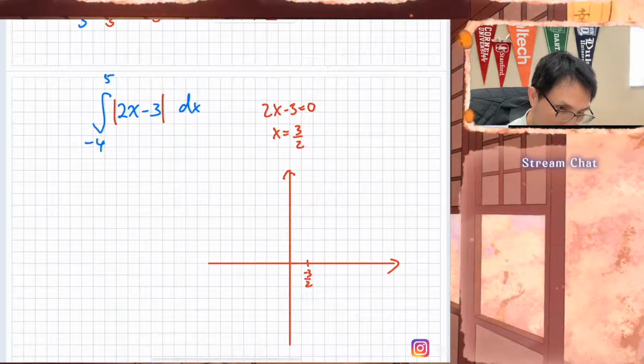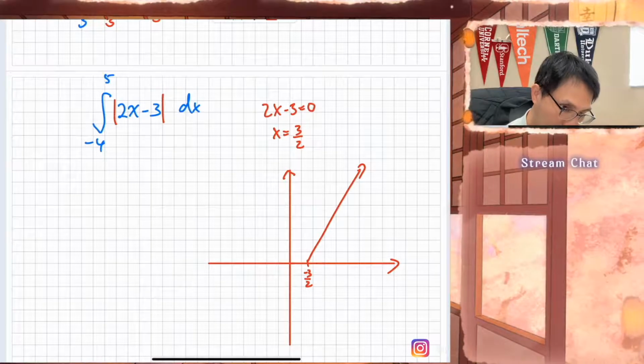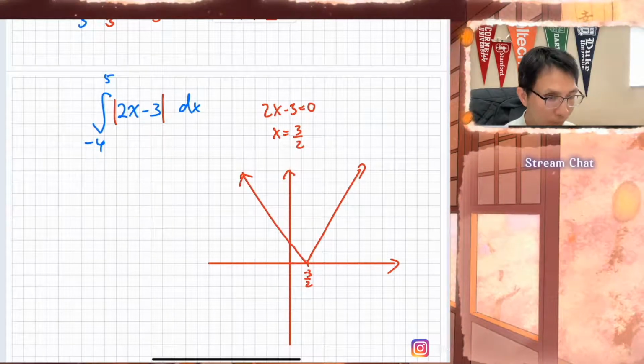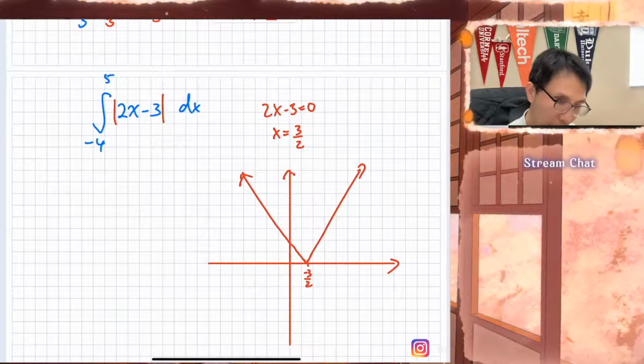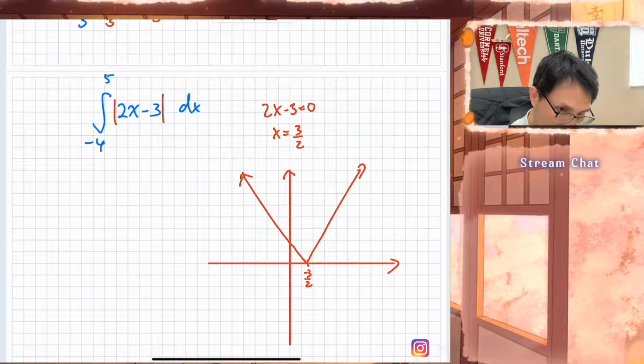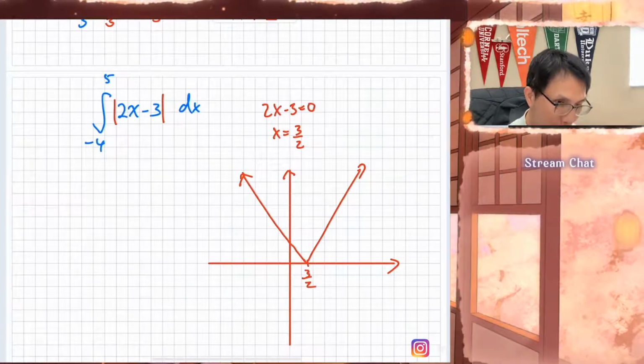-3 over 2 should be right here. And we have some type of absolute value here. Wait, what do you mean -3 over 2? Should it be like -2 instead? Yeah, I don't know why I wrote down negative. So it'd be 3 over 2 here.